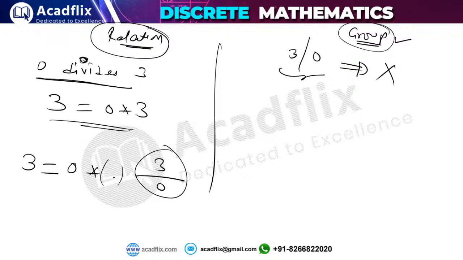Okay, sorry, let's take this situation, 0 divided by 0. Actually 3 cannot be written like this, so in relation also 0 does not divide 3. The example I want to take is whether 0 divides 0 or not. So this is my question. 0 divides 0.